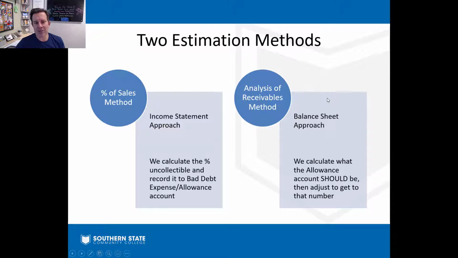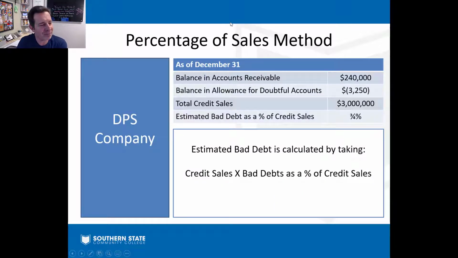Under an analysis of account receivable, we call that a balance sheet approach. Under that method, we calculate what the allowance account should be and then adjust the number to get to it. And so we'll show you that briefly and kind of put in some numbers and hopefully make a little bit of sense of that one. But first, our percentage of sales method.